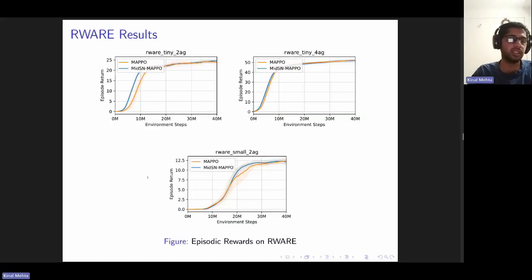Now let us look at the results on the robotic warehouse environment. Here we compare only mid SN MAPPO. We'll look into other algorithms for the SMAC environment. Here we can see this environment is relatively simpler. Even though the rewards are sparse, they're not as sparse as in the StarCraft environment, so we don't see a lot of benefits. But still, we can see a little bit of faster convergence with mid SN MAPPO in this environment. In some cases the difference in convergence is much higher compared to other cases. So that is the experiment on robotic warehouse.